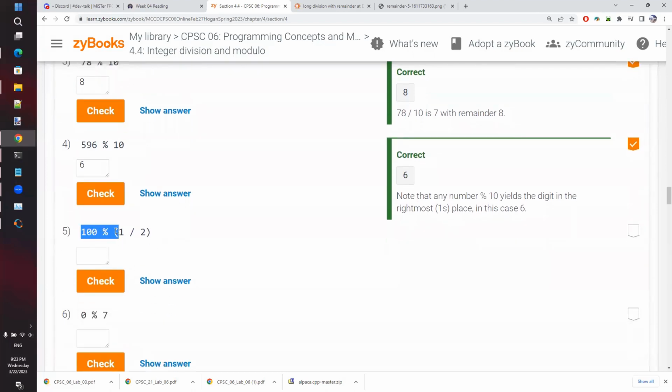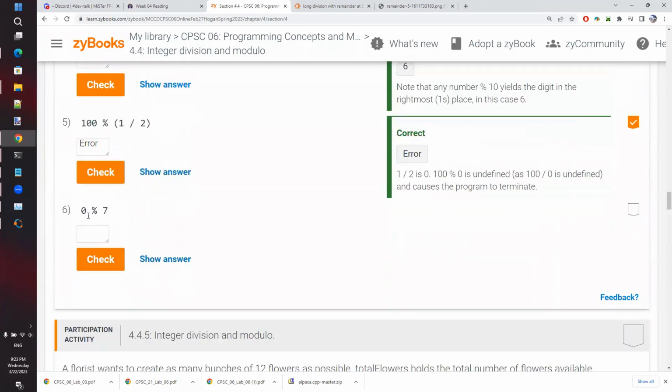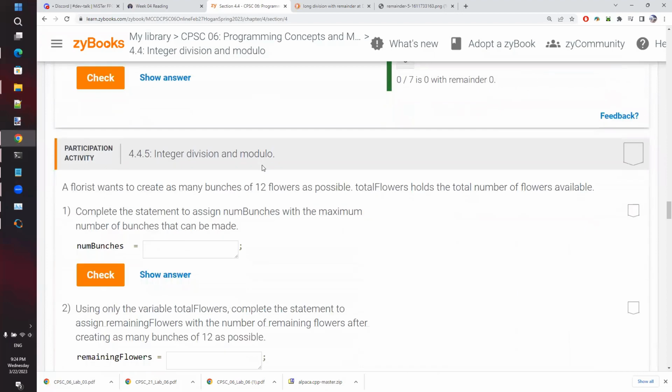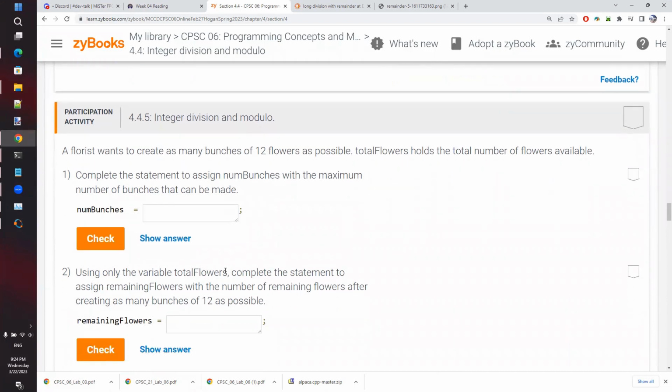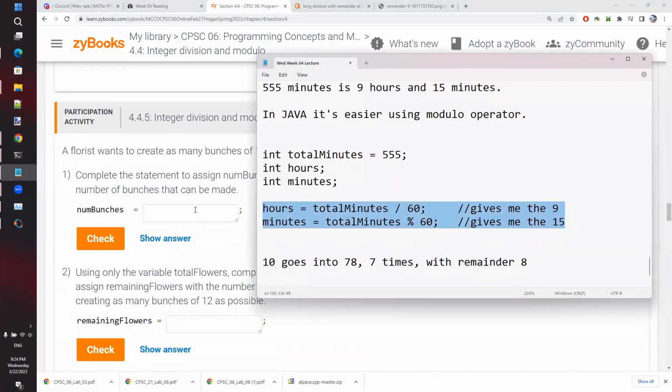This is an error because remember, 1 divided by 2 is going to be 0. And we know you're not allowed to have a 0 on the right side of a division or a modulo. They told us that. So this is an error. You can have a 0 on the left though. 0 modulo anything is just 0. All right. So this is going to talk us through basically this logic.